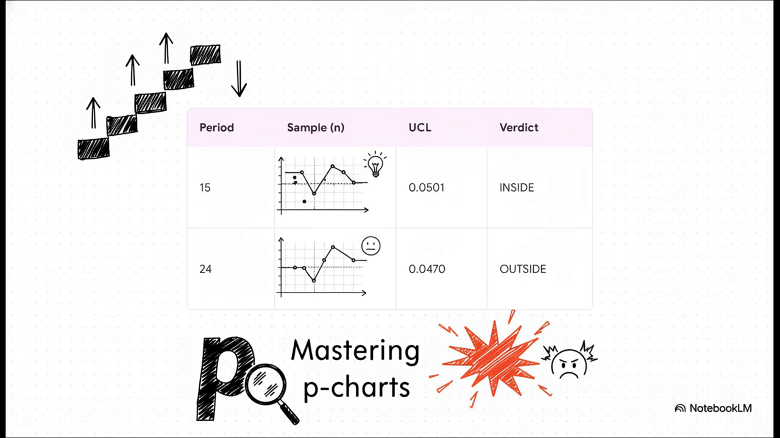Imagine your actual failure rate hits 0.0485. In period 15, which had a small sample of 480, the upper control limit was wide. It was up at 0.0501. Your 0.0485 rate falls cleanly inside the limits. No alarm sounds, everything seems fine. But in period 24, with a large sample of 650, the limit tightened down to 0.0470. That exact same 0.0485 failure rate now falls outside the limit, triggering a massive statistical alarm.